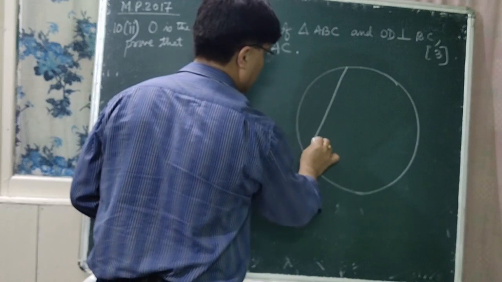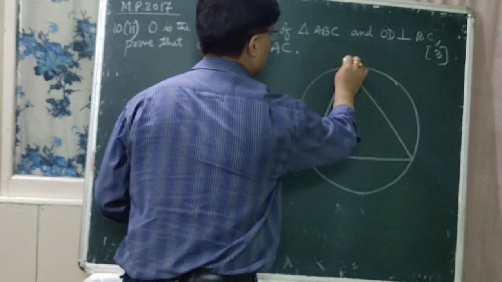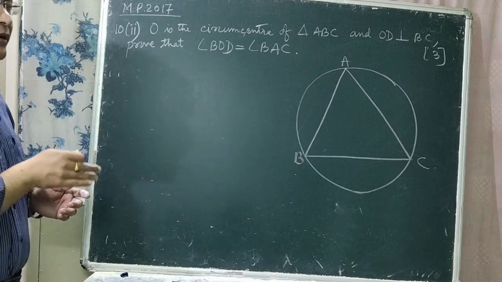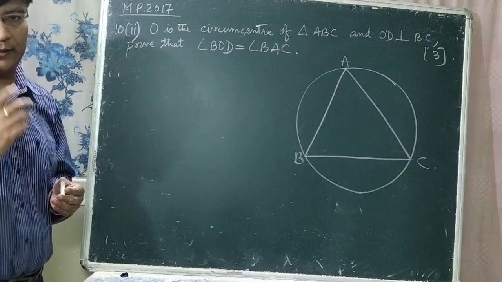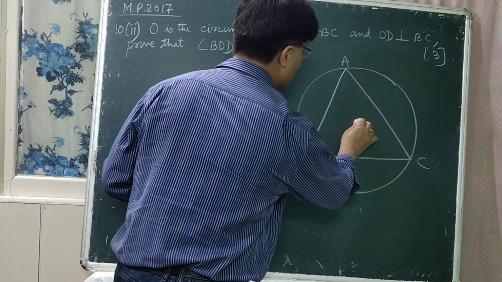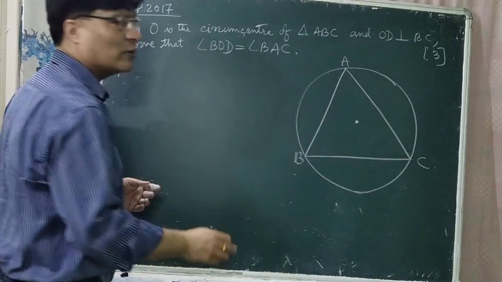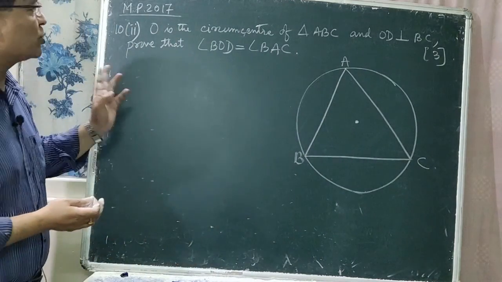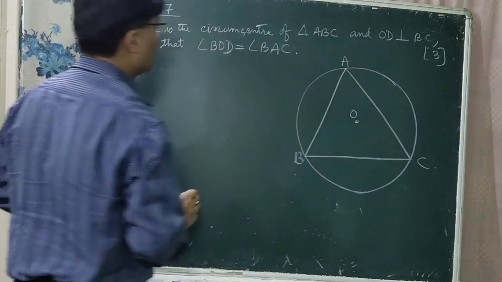You draw a triangle now. Now you draw a triangle inside the circle. Okay, so this ABC is a triangle inside the circle, and the circle passes through the 3 vertices of the triangle ABC. This circle is known as the circumcircle, and the center of this circumcircle is known as the circumcenter of the triangle ABC. Suppose this is O, right?